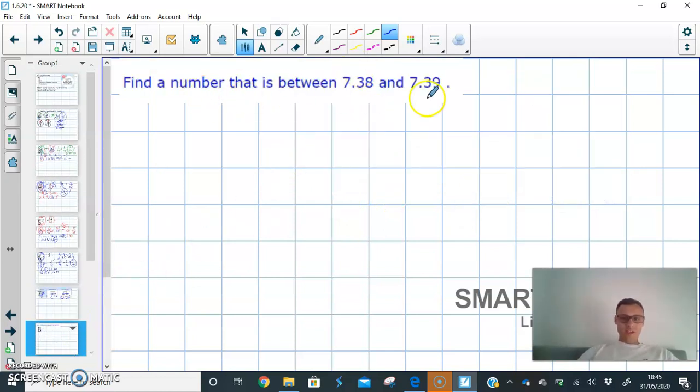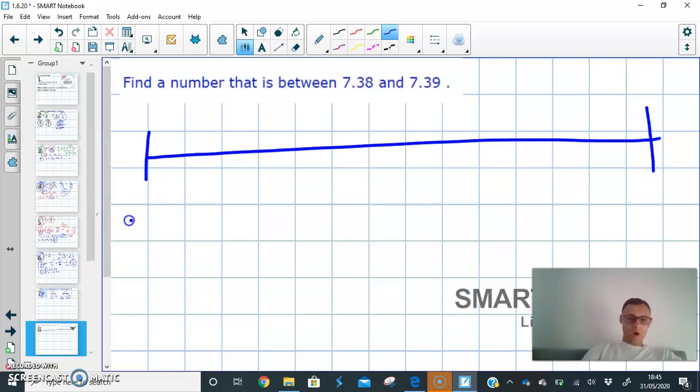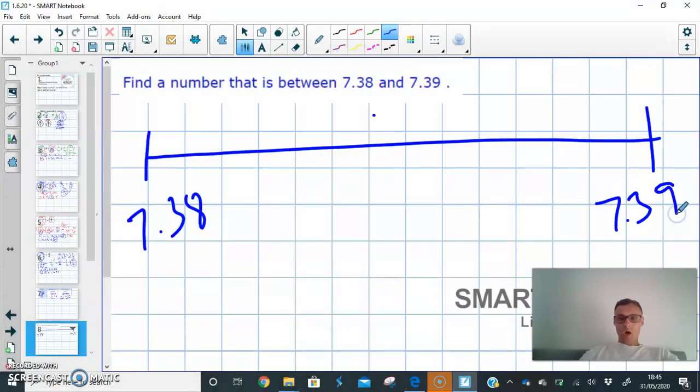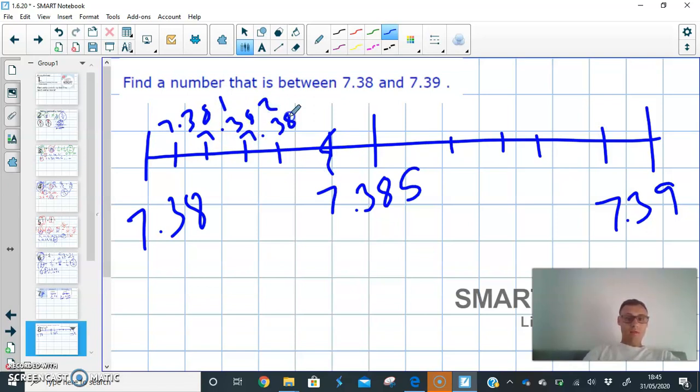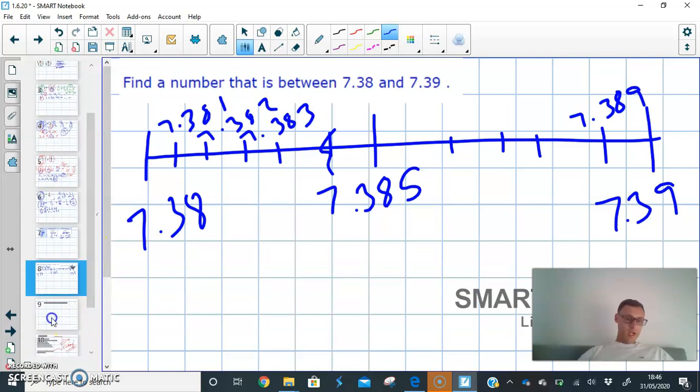Now, a number between 7.38 and 7.39. So here's 7.38, here's 7.39. Halfway between those would be 7.385. So anything between those would work. So you've got 7.381, 7.382, 7.383. This would be 7.389. Okay, so that's finding a number halfway between.